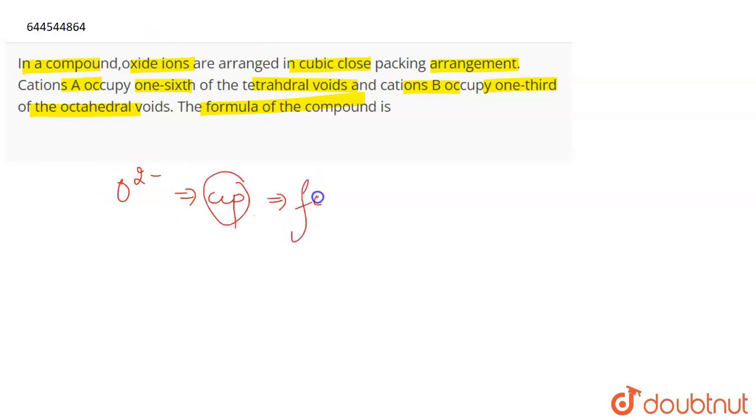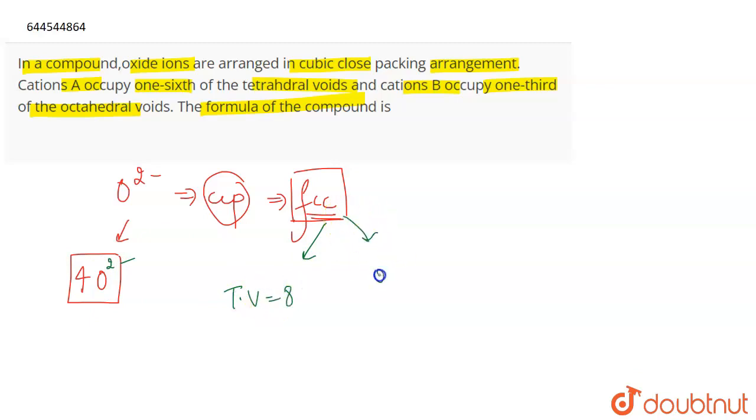CCP means FCC arrangement, right? Which means that we have a total of 4 oxide ions. Now, as FCC arrangement is there because an ion is crystallizing in the CCP arrangement, basically we have 4 oxide ions, right? As this is an FCC arrangement, how many tetrahedral voids are present in FCC? 8. And how many octahedral voids? It is equal to the number of atoms, which is 4.